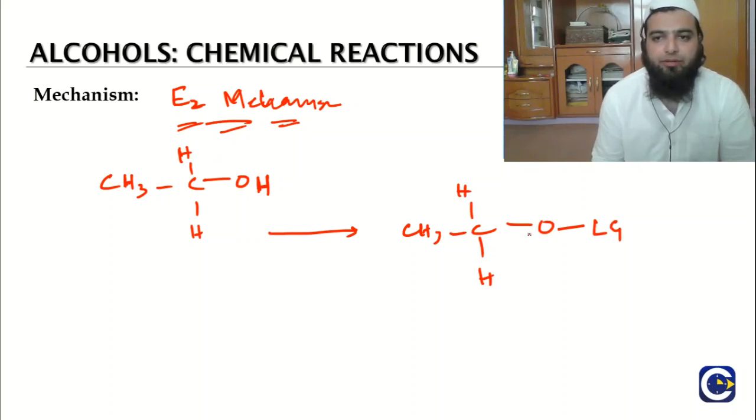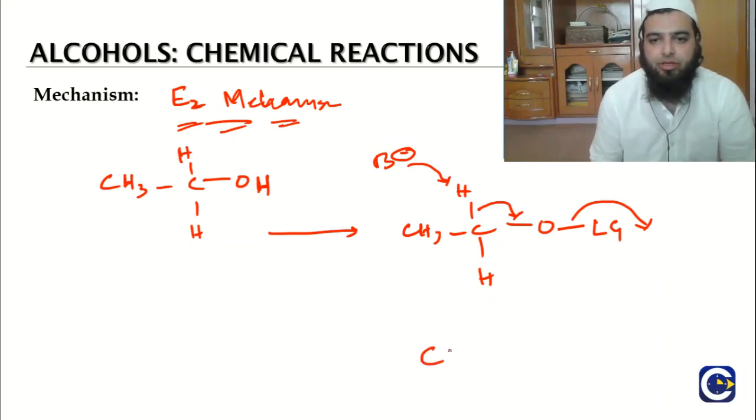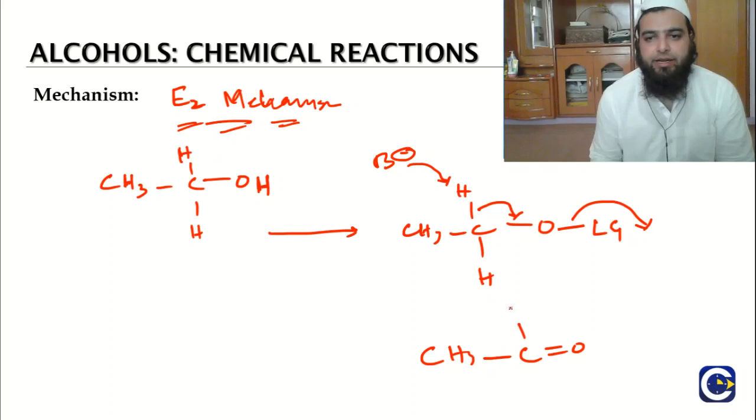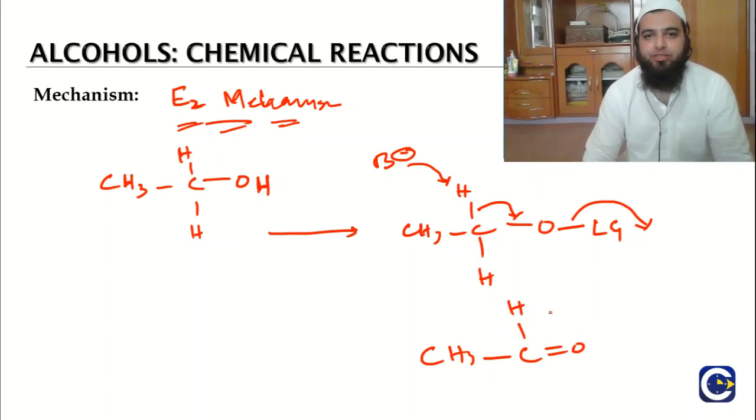Lg means leaving group. This leaving group is provided by the oxidizing agent that we are using, and we have a wide range of leaving groups provided by the different types of oxidants. In the next step, a base is going to come and take the hydrogen. This electron pair goes between carbon and oxygen, forming a double bond, and the leaving group comes out. So we get CH3CH double bond O, which is an aldehyde. So this is the simple E2 mechanism that's followed by this oxidation reaction.